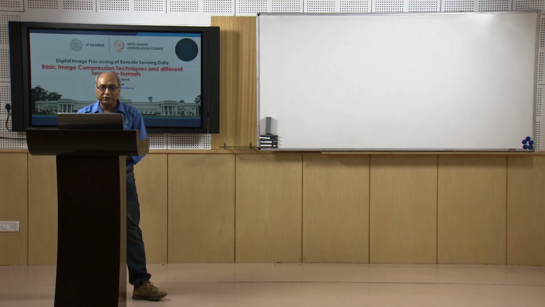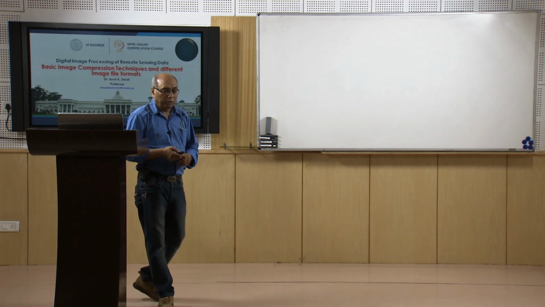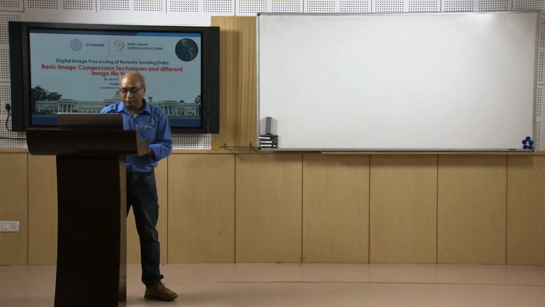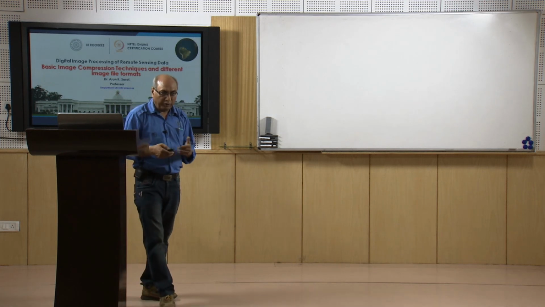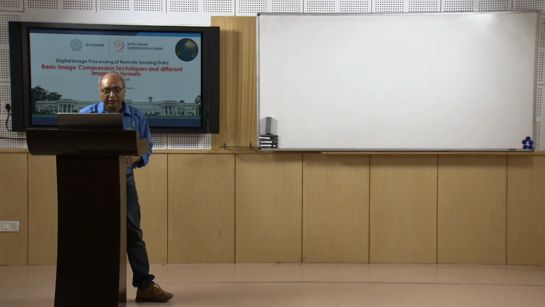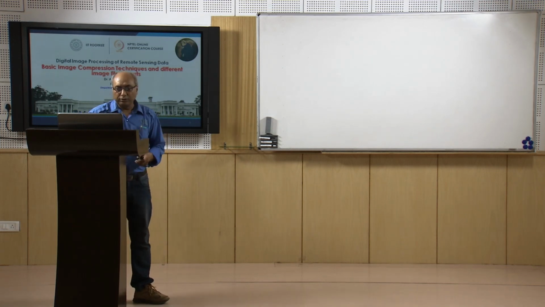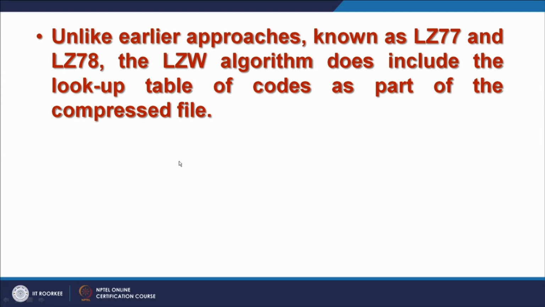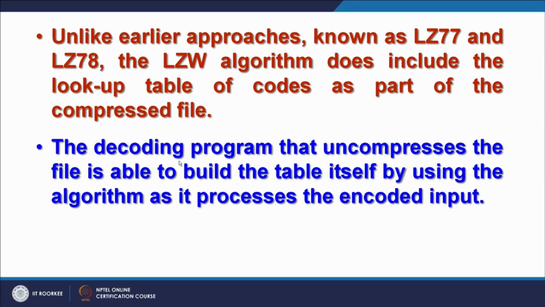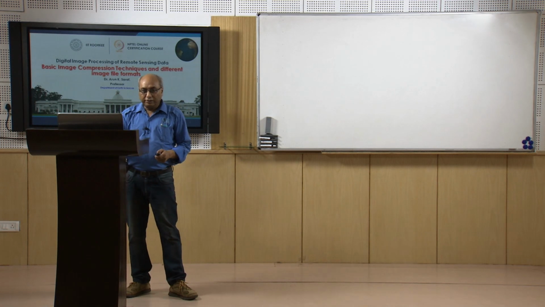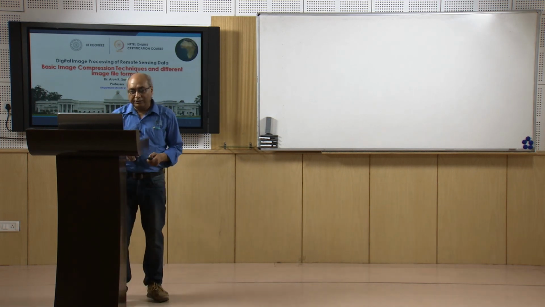And there are various versions of LZW also available, like LZW, which was developed in '77, then the modified, upgraded version in '78. Also, the LZW algorithm does not include the lookup table of codes as part of the compressed file, and the decoding program that uncompresses the file is able to build the table itself by using the algorithm as it processes the encoded input. So the decoding or unzip is inbuilt basically.